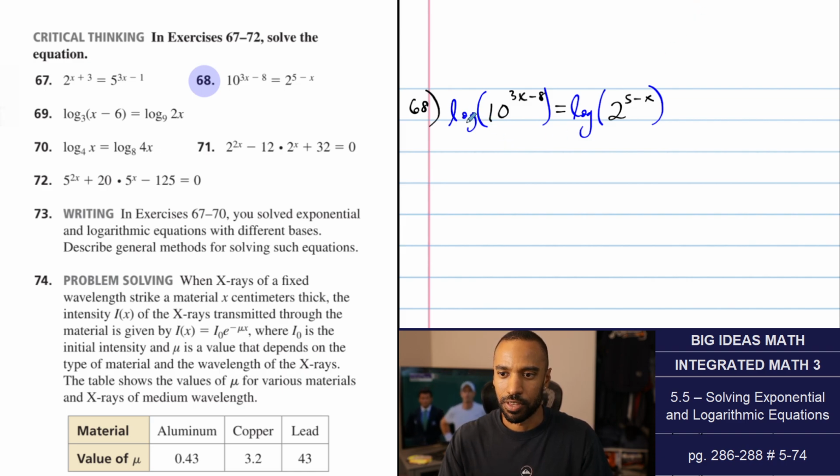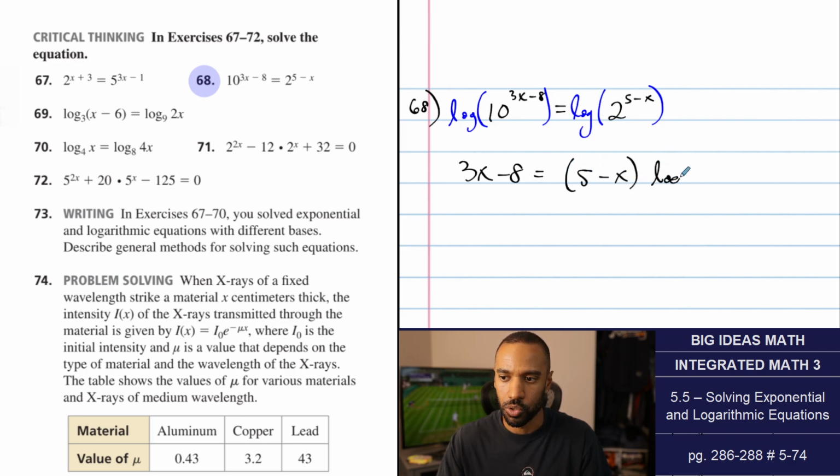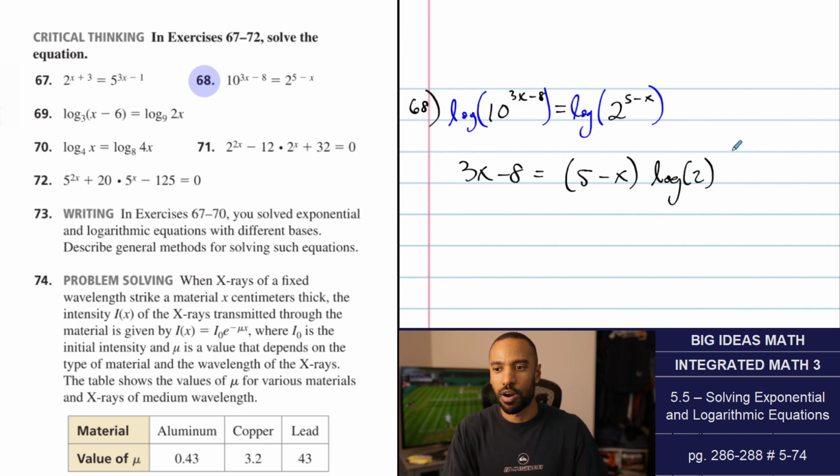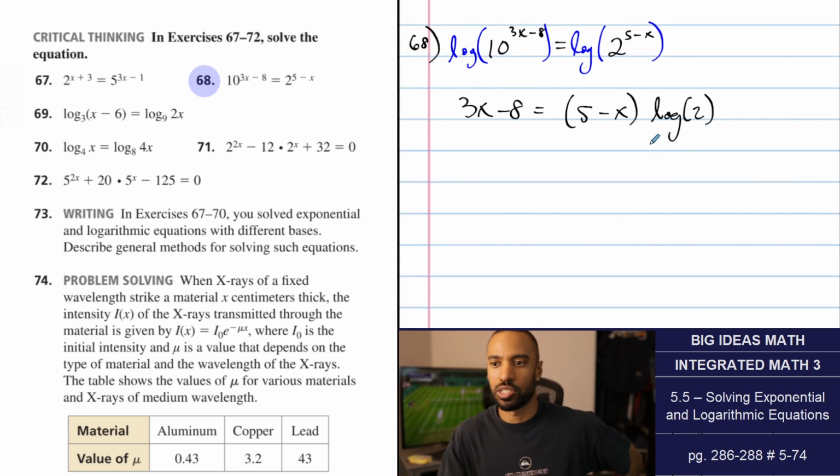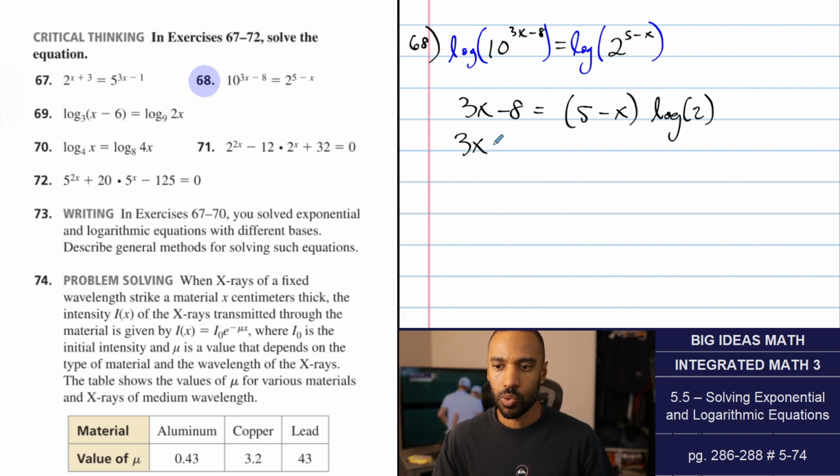Log of this, log of this. Now log of 10 to that power is just that number, 3x minus 8. Meanwhile, the 5 minus x comes down and multiplies with the log of 2. Nothing's going to change as far as my goal. I still want to get x's on one side of the equation, but that doesn't happen unless I distribute this into these two terms here. So I get 3x minus 8 equals 5 times log of 2 plus x times log of 2.